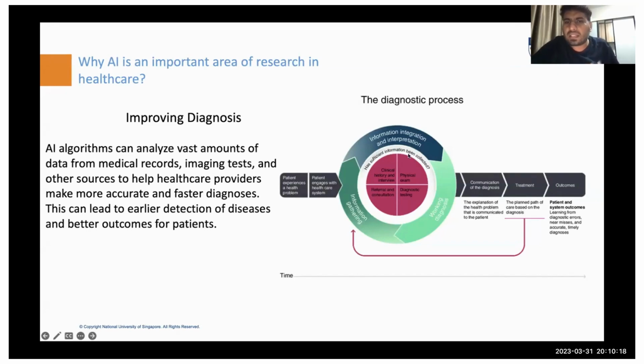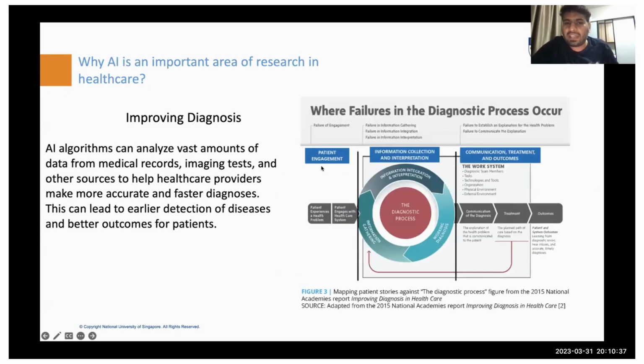So once the stage is done at a more accurate level, the next process becomes more simple for the doctor: communication of the diagnosis, or treatment, or outcomes, or whatever it is, right? So in the current scenario, at which locations do the major failures occur?